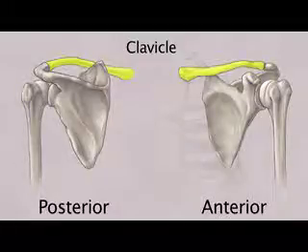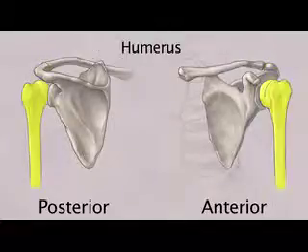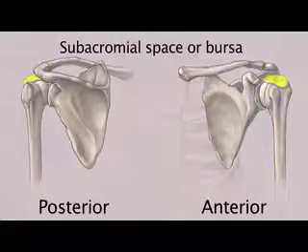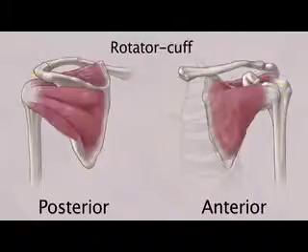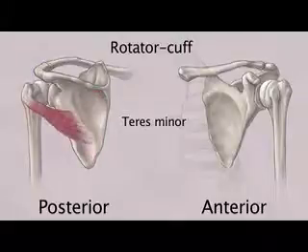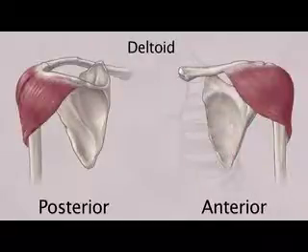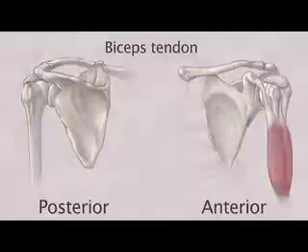A thorough understanding of the anatomy of the shoulder is crucial for a good clinical examination. The major anatomical landmarks of the shoulder include the clavicle, the acromion, the acromioclavicular or AC joint, the humerus, the subacromial space or bursa, the rotator cuff including the supraspinatus, infraspinatus, and teres minor posteriorly on the scapula, and the subscapularis on the anterior aspect of the scapula, the deltoid muscle, and the biceps tendon.